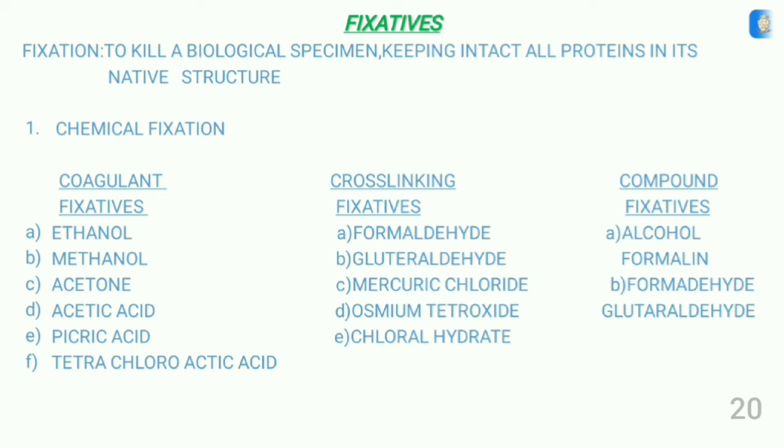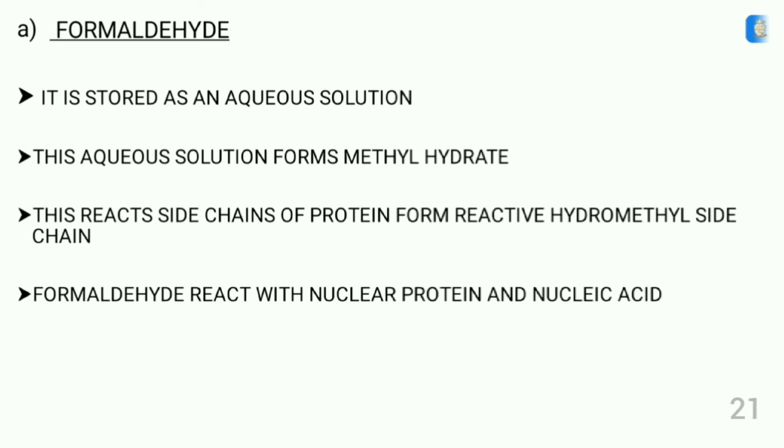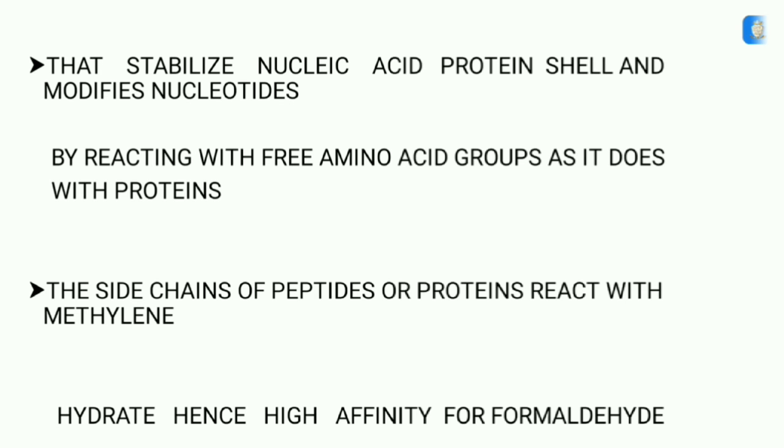Alcohol formalin and formaldehyde-glutaraldehyde are compound fixatives. Formaldehyde and glutaraldehyde are the most commonly used fixatives. First we discuss formaldehyde. It is stored as an aqueous solution. This aqueous solution forms methylene hydrate. This reacts with side chains of protein to form reactive hydroxymethyl side chains. Formaldehyde reacts with nuclear protein and nucleic acid, stabilizing the nucleic acid protein shell and modifying nucleotides by reacting with the free amino groups as it does with protein. The side chains of peptides or proteins react with methylene hydrate, hence the high affinity for formaldehyde.